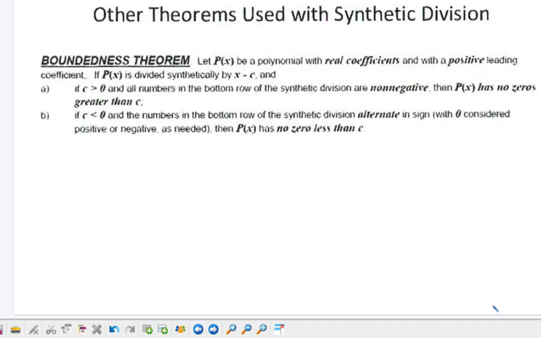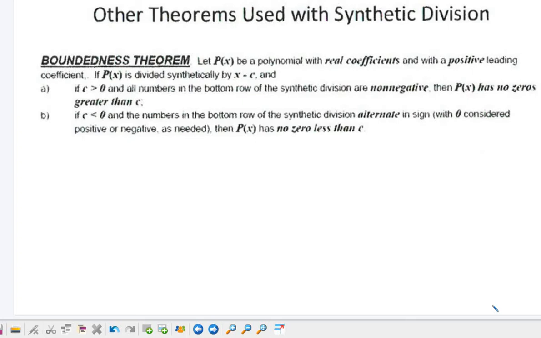The boundedness theorem we're going to briefly touch on, and then we'll come back to it a little bit later. It is something that you use in college algebra. It can help you here in a little while with the polynomials, but usually students find the zeros quick enough that this does not become a big issue.